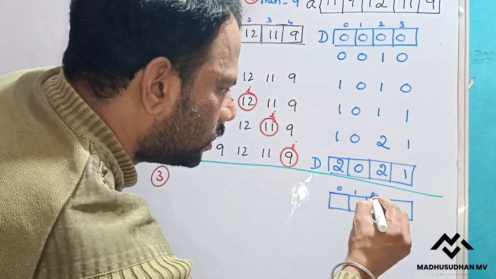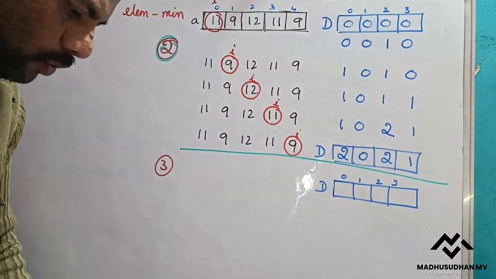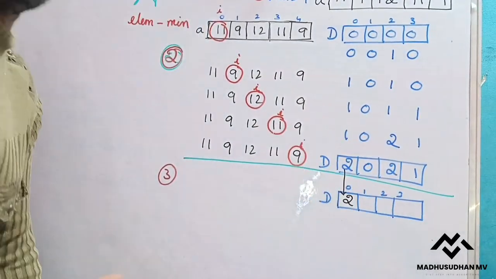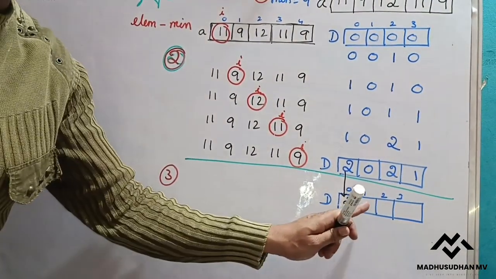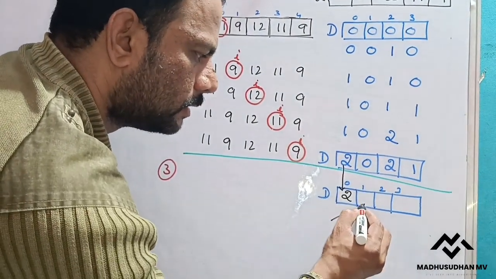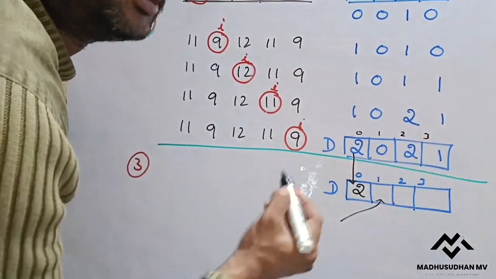Okay, this is index 0, 1, 2, 3, array D. The first number I will copy as it is. That means this is 2 only. Now this element I need to write. This element is nothing but this element. Okay, 0, 1, 2, 3 positions.